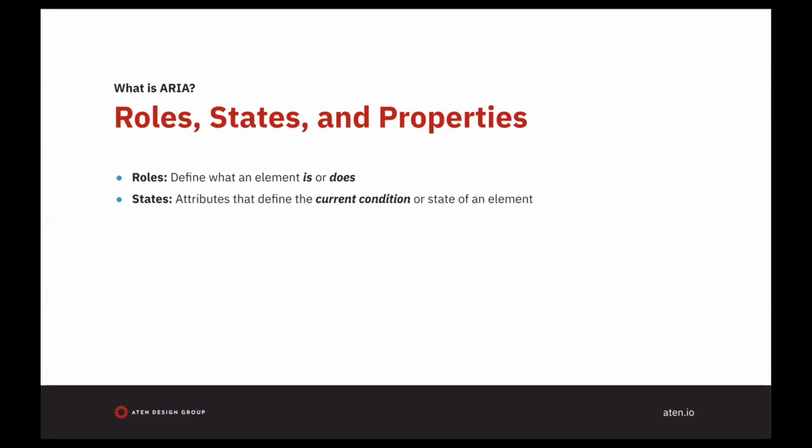ARIA states, sorry, are attributes that define the current condition of an element, like if something is true or false, if it's open or closed. And properties just define additional semantics that are not supported in standard HTML. This property extends the standard button to cause a screen reader to announce that the button is activated, or maybe it will tell the user that it will trigger a pop-up or something of that sort. Many times you'll be seeing states and properties grouped together because a lot of those actually just rely on each other. So we're going to do that as well.